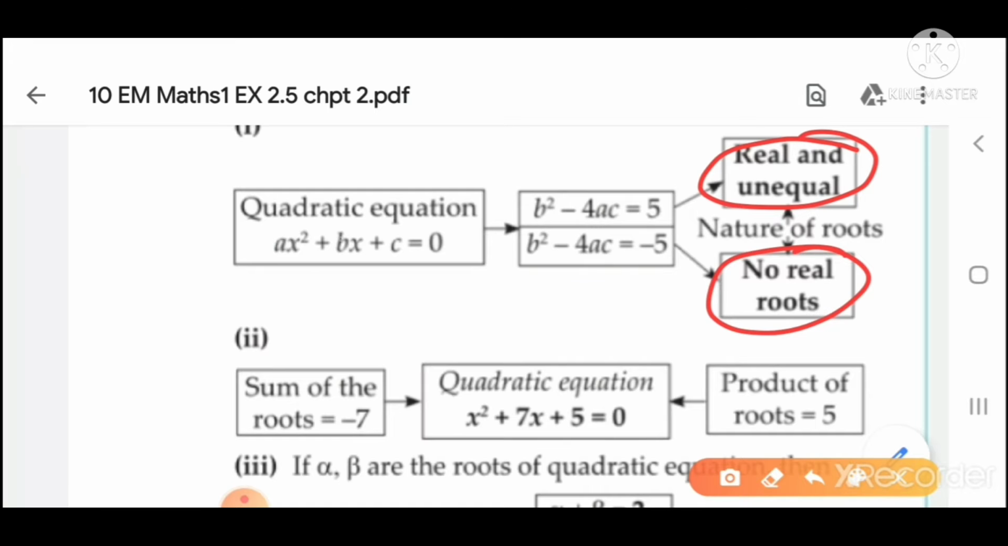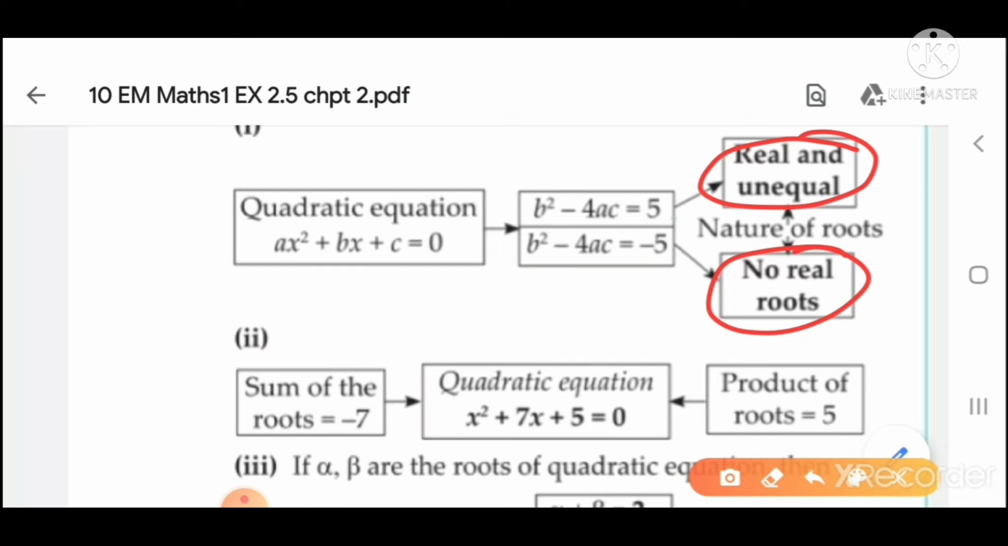See, the first thing is the quadratic equation they have given, the standard form, x square plus bx plus c equal to 0, right? And then they have given two values. First is b square minus 4ac equal to, sorry, not a quadratic equation, it is a discriminant value 5, and next is b square minus 4ac is equal to minus 5. You have to determine the nature of roots. What will be in the first box, the nature of the root for the first discriminant, and the second?